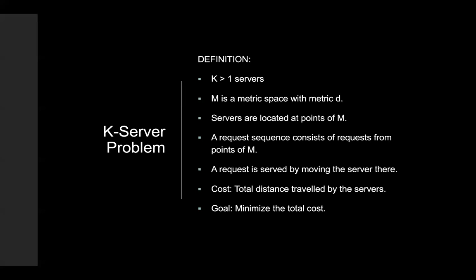Our servers in the K-server problem are located at points of M, which is in the metric space. And a request sequence consists of requests from points of M. The request is served by moving a server to the request, and the cost is determined by the total distance traveled by the servers. Our goal here is to minimize the total cost.